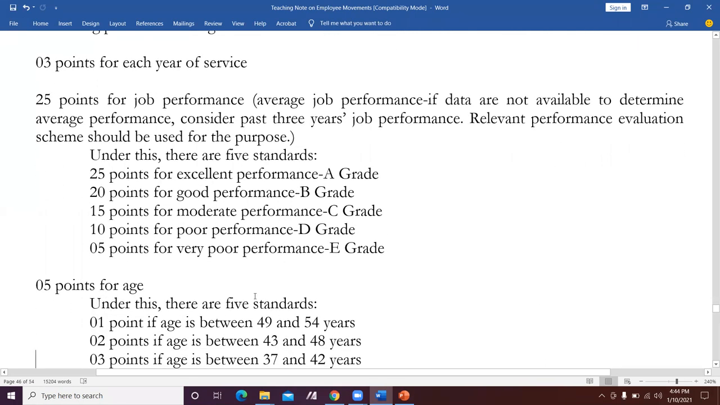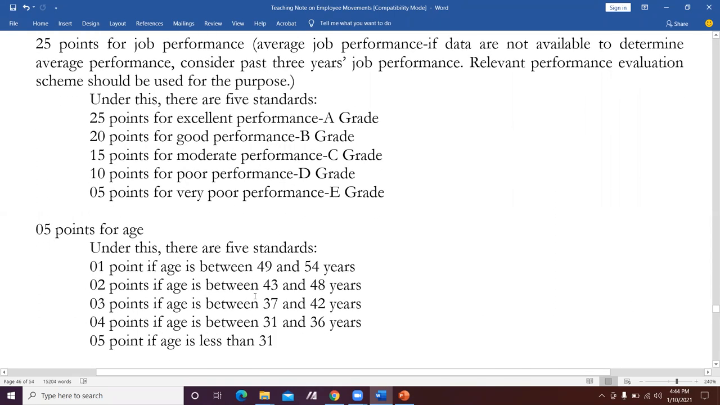Age is the third criterion. Seniority, merit, and age: three criteria. Under age there are five standards. Only 1 point if the age is between 49 and 54 years. I think you can understand the rationale.